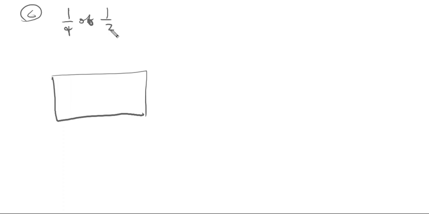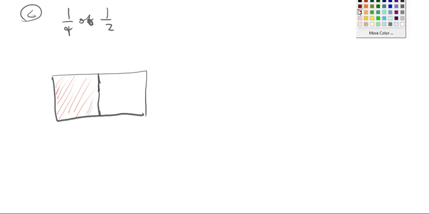If you want to see question number part C of this, that is 1/4 of 1/2, it will be equal to: you have to draw first one block and make it two parts. इसके two part कर दो. Then shade one part. Now shade one part out of these two parts. I have shaded here one part out of these two parts.